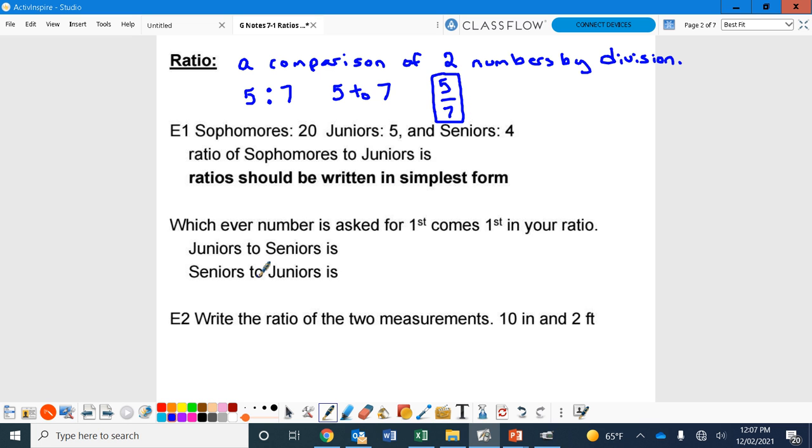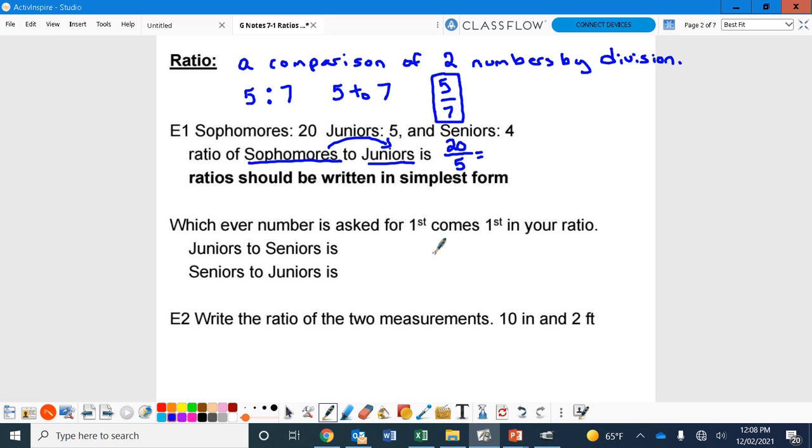The only thing we need to talk about is how we go through and set these up. When you're setting these up, you're going to set them up based on the information that's in the problem. Whenever you set them up, you always just put whatever's first over whatever is second. So if we're going from sophomores to juniors, what number is going to go on top of my ratio? Sophomores. So it's going to be 20 over 5.